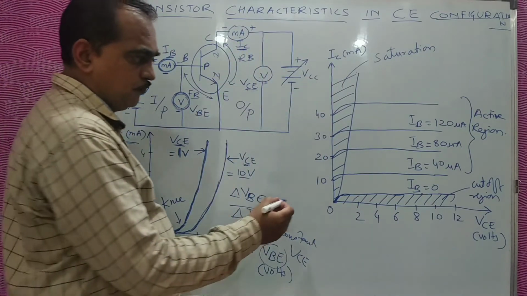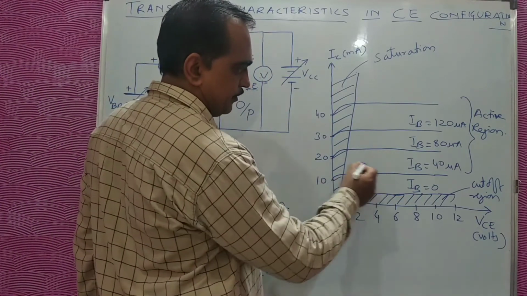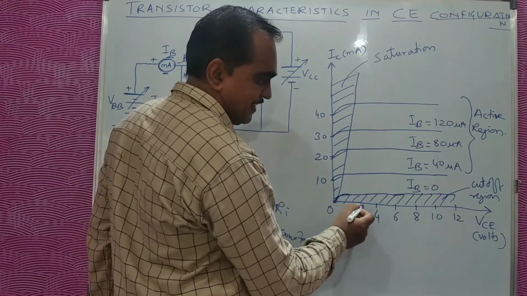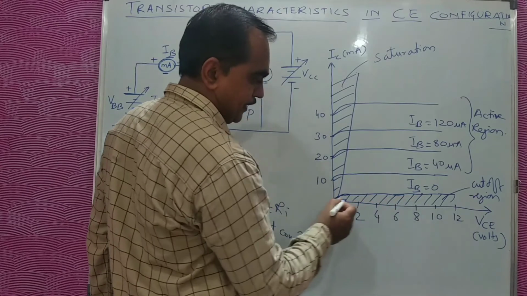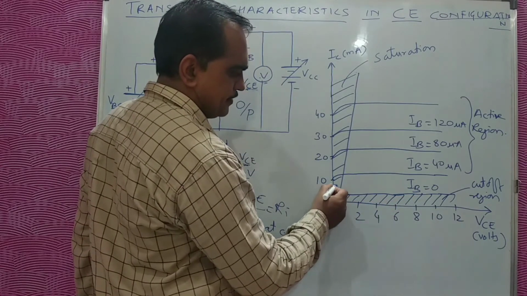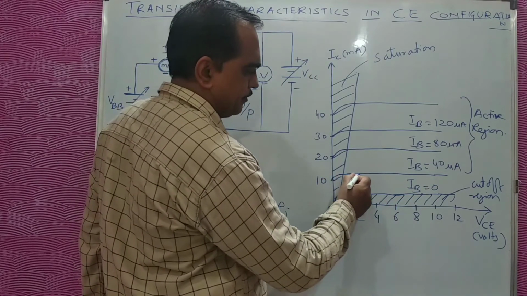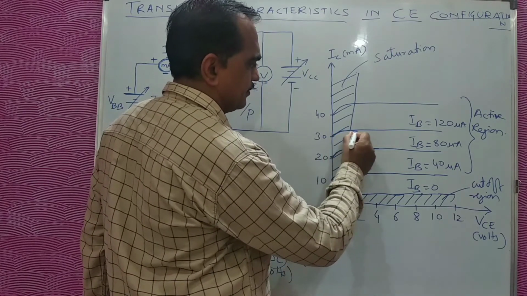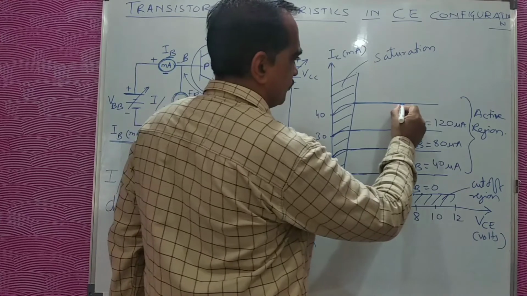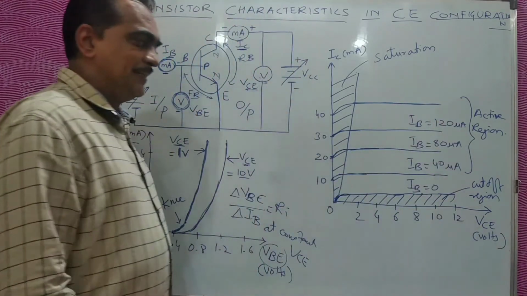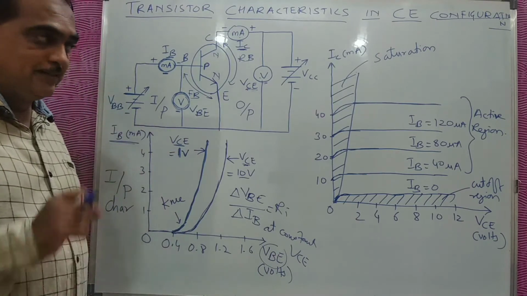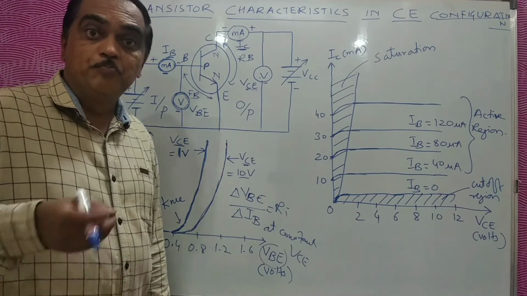Now here if you see the first curve, second curve, third curve, fourth curve, fifth curve, as you increase the output voltage, the current will initially increase, but later on it remains constant. That means the output current is not depending on the output voltage. The output current is depending upon the input current.